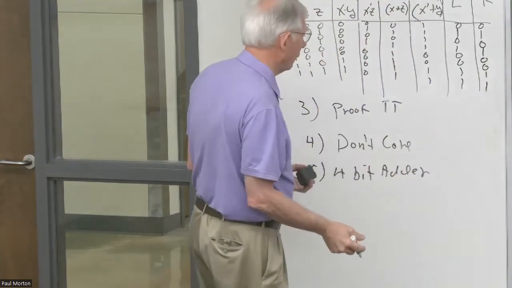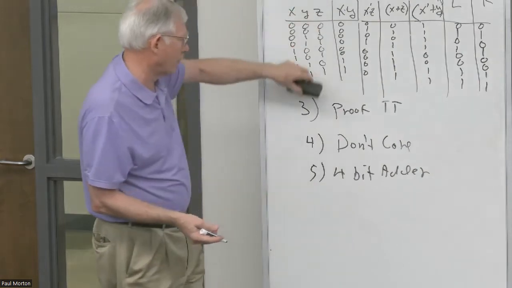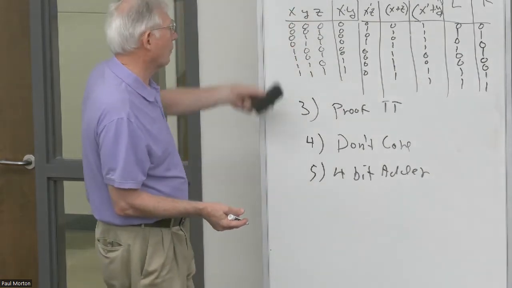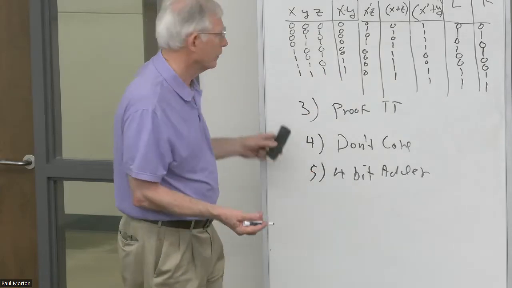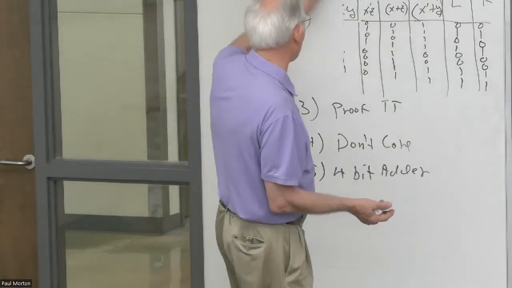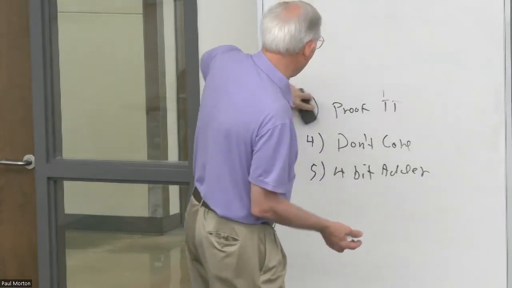And it turns out they do match for all possible values, all combinations of x, y, and z. Both sides are equal. So it proves it's true. Now you can also do it with switching algebra, but we're going to do a little truth table. All right, so that takes care of that.